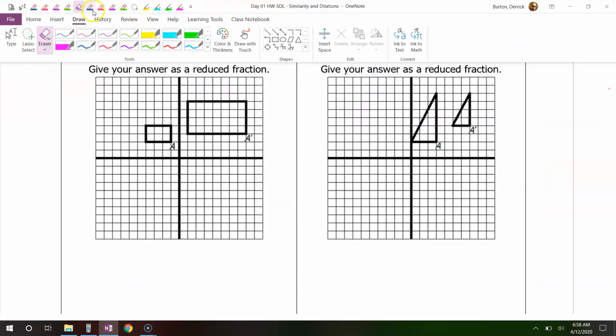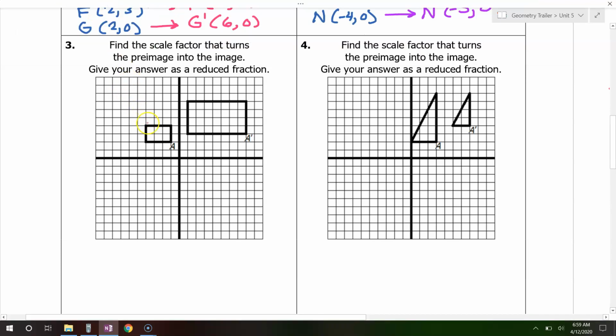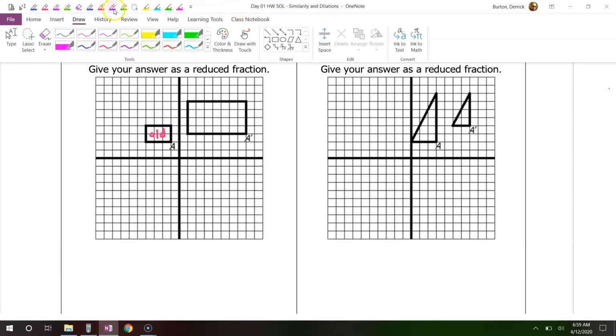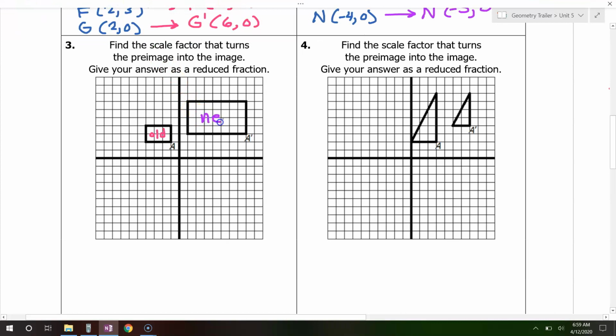All right, so now it's time to calculate a scale factor that will turn the original, the pre-image, into the image. You can tell that the rectangle on the left is the original, right? It's the pre-image because it does not have a prime on it. So this is basically the old shape, and this is the new shape. I think I'm going to color coordinate this a little bit. So we have the old shape and the new shape, the pre-image and the image.